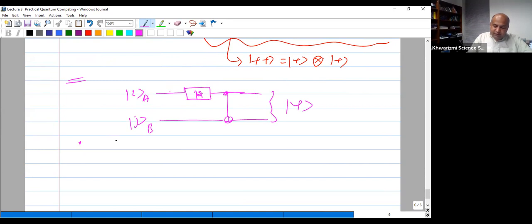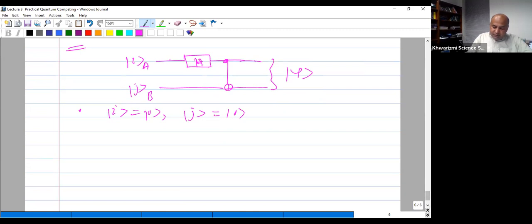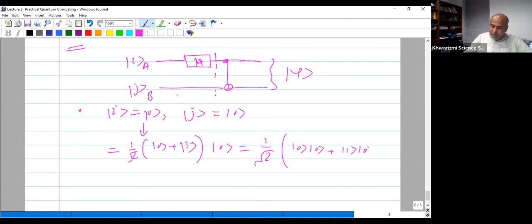And let's work out. For example, your i is zero state, and your j is also zero state. Let's see what happens. When this zero goes through this Hadamard gate, this will become 1 over square root 2, 0 plus 1. And this 0 will be as it is. Now, when we apply a CX gate on this, let's see what will happen. But before that, let me rewrite it like this. This 0 will be multiplied with both states. So 0 into 0 plus 1 into 0.